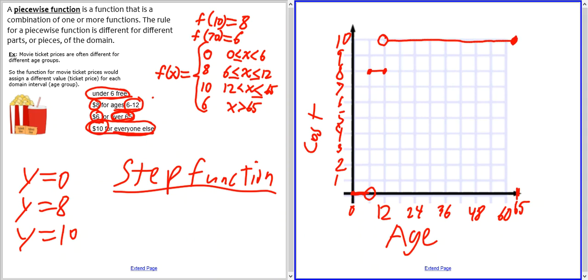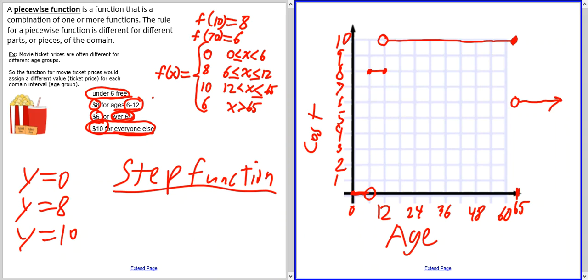And then the final piece is when x is greater than 65, the output is 6, so that's the line y equals 6, and that's going to have an open circle when x is 65, and then go straight across that way forever. Well, not really forever, because probably people are going to die eventually, but we don't know when, so we're just going to say anything greater than 65, so we'll use the arrow.